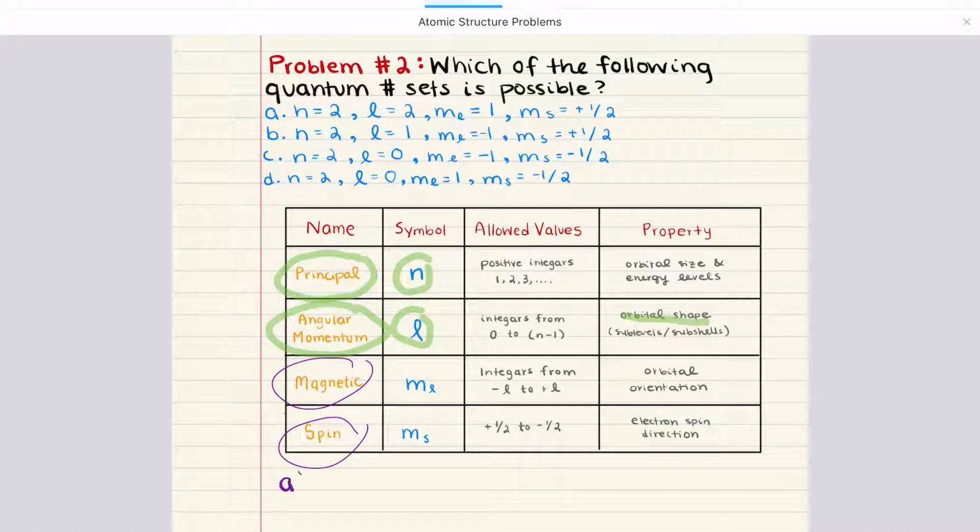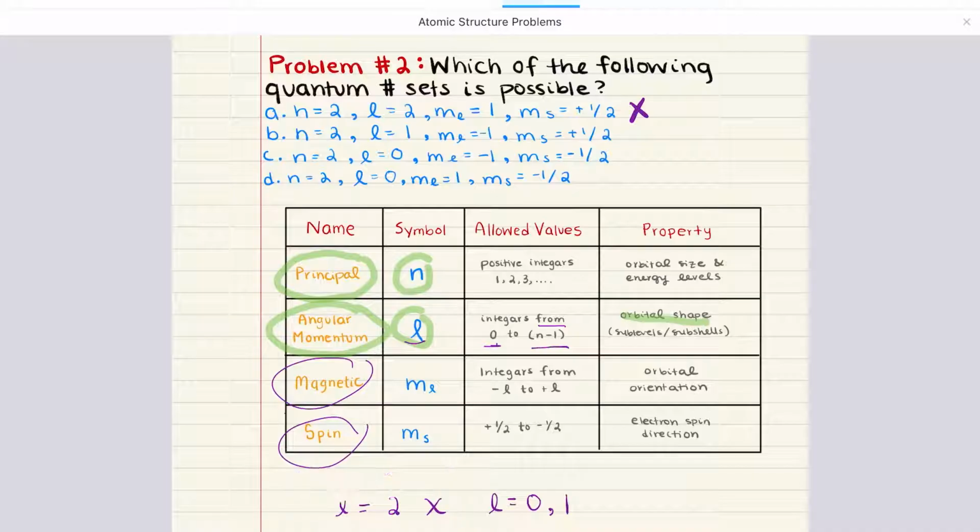So let's start with A. Here we have n equal to 2. This is a positive integer, so it is very much possible that n equals 2. Then we have that l also equals 2. Now let's remind ourselves that the rule for l is that it's integers from 0 to n-1. So actually when n equals 2, l can only be 0 or 1. So it is not possible for n to be equal to 2 and l to also be equal to 2. This quantum number set is not possible. So A is not the answer choice here.